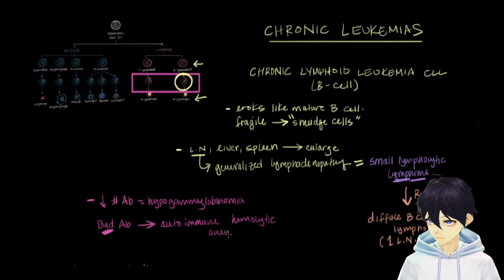Okay, so we see a hemolytic anemia or a destructive anemia, red blood cells being destroyed because of an immune response attacking our own red blood cells. Now, that's pretty much CLL in a nutshell.